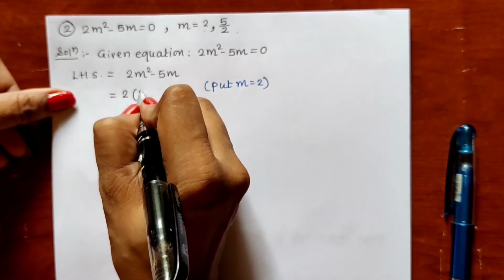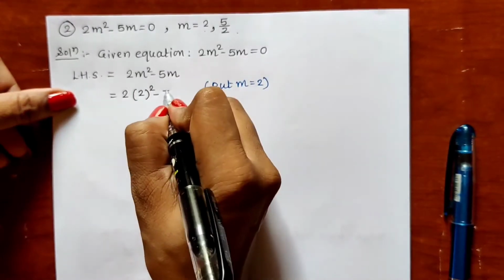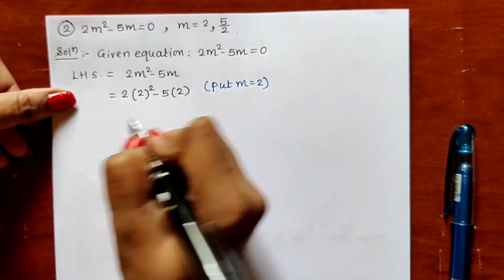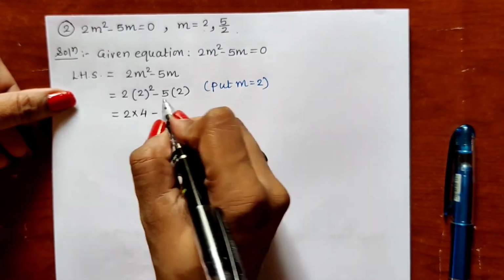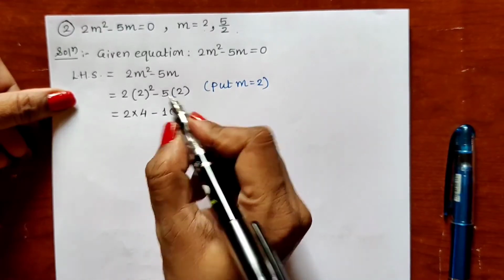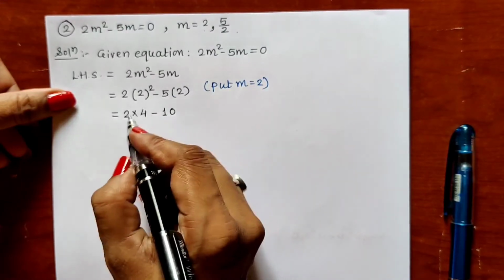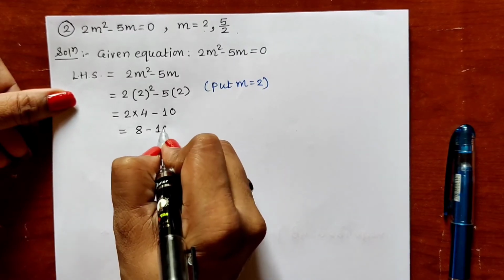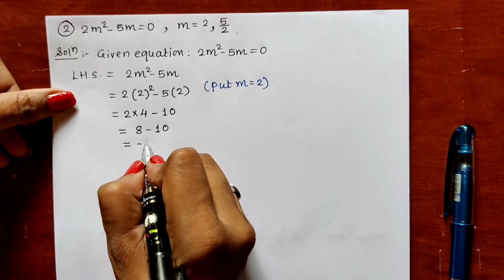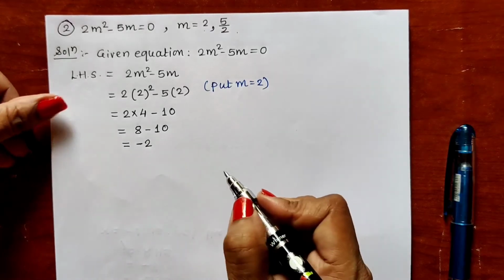2m square means 2 into 2 square minus 5 into 2. So 2 into 2 square is 4, minus 5 2s are 10. 4 2s are 8, we all know, and minus 10 as it is. 8 minus 10 will be minus 2, sign of the bigger number, plus minus minus.